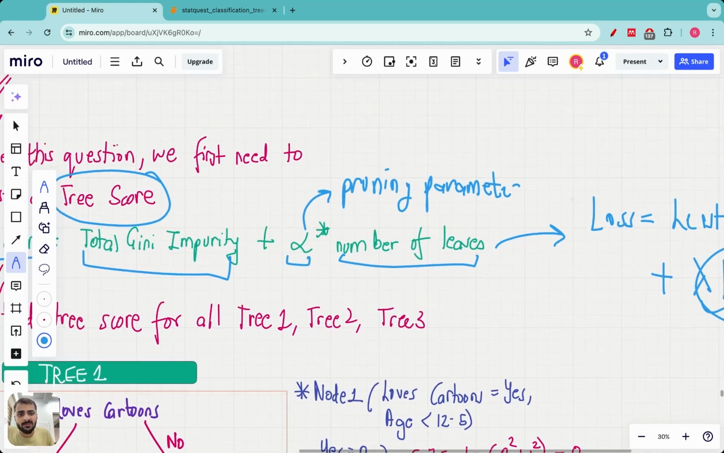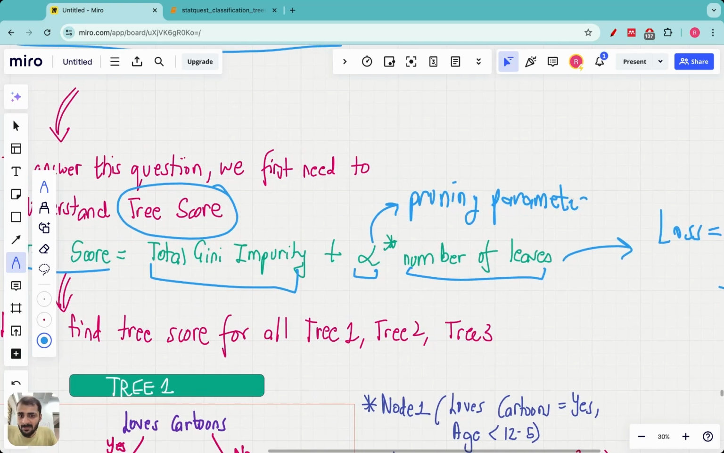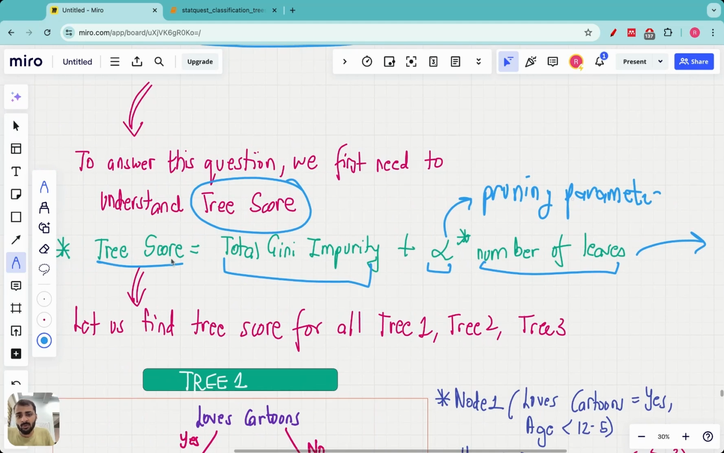So you can think of this pruning parameter term alpha into number of leaves as being introduced to make the model as simple as possible. Because if the model becomes complex, the number of leaves are going to increase, which means our tree score is going to increase, and we do not want that. We want the tree score to be as low as possible.